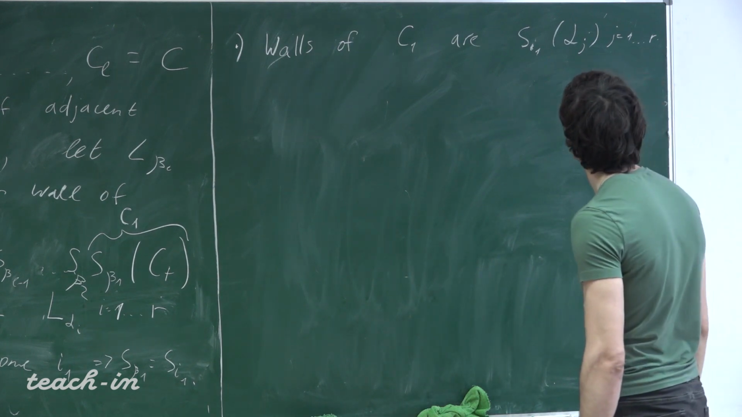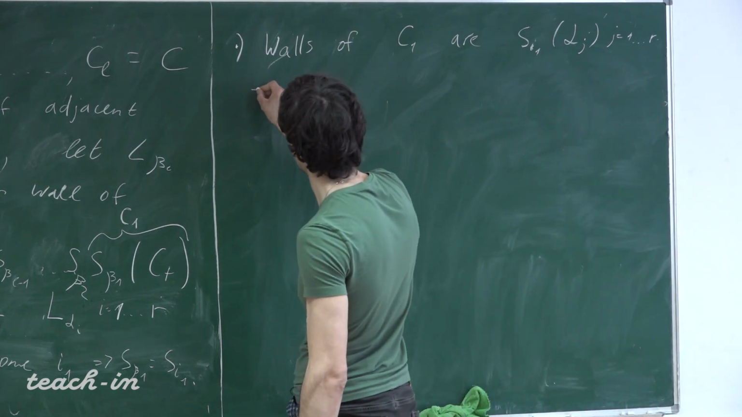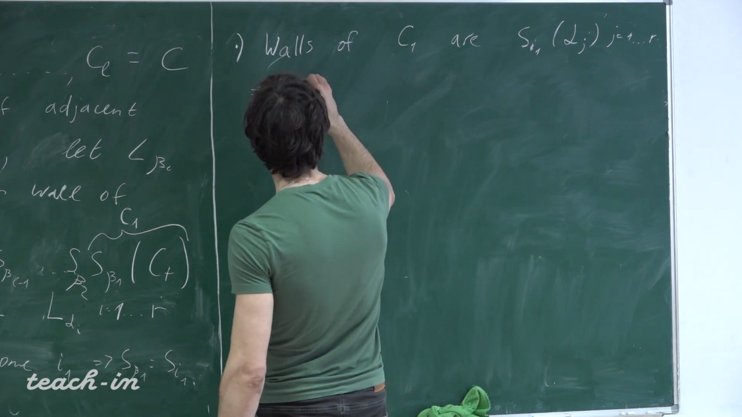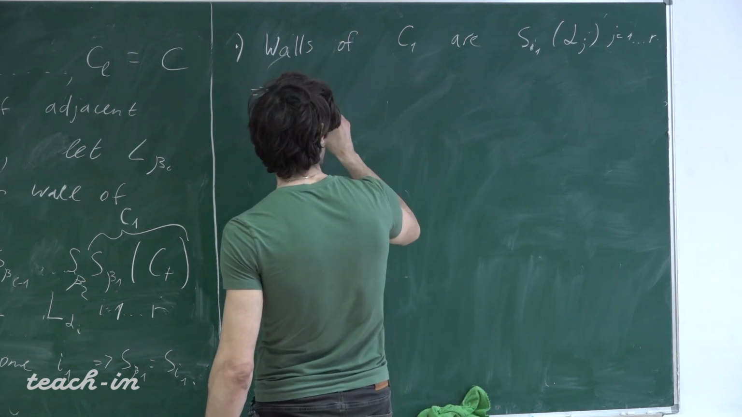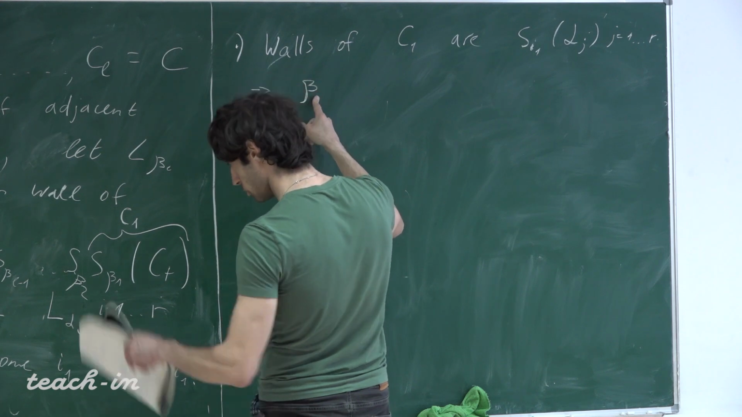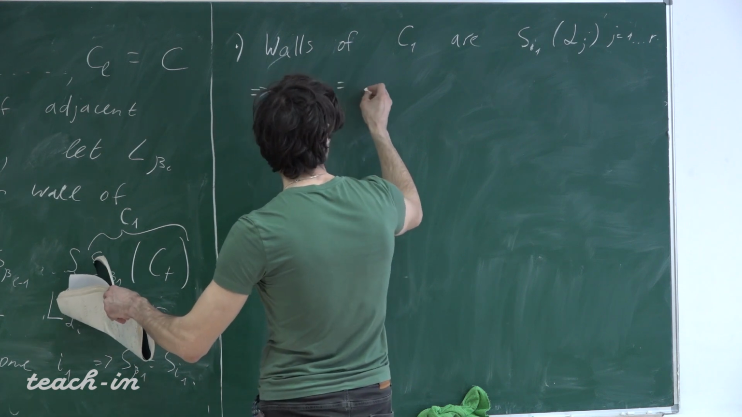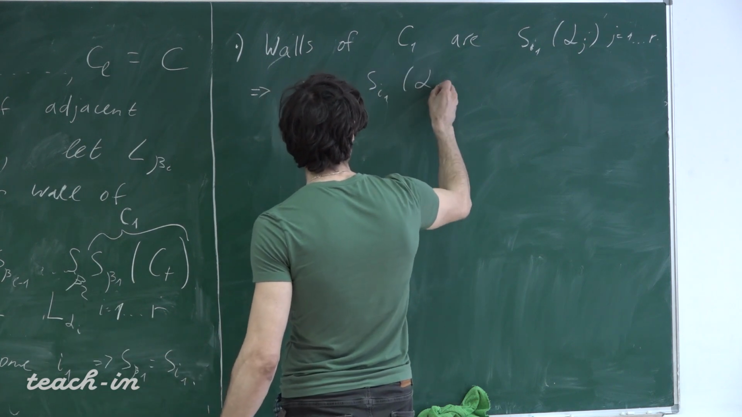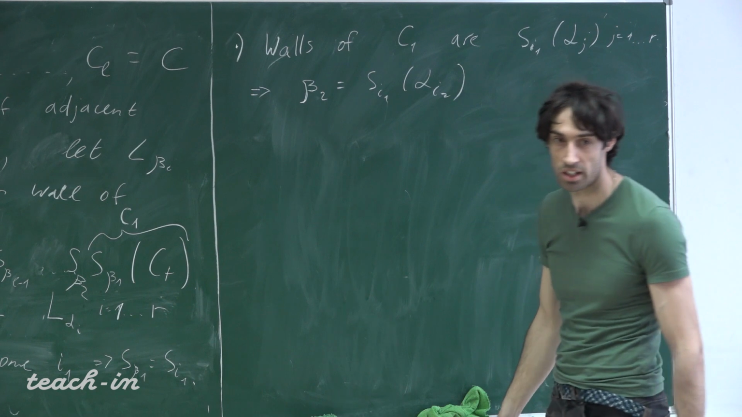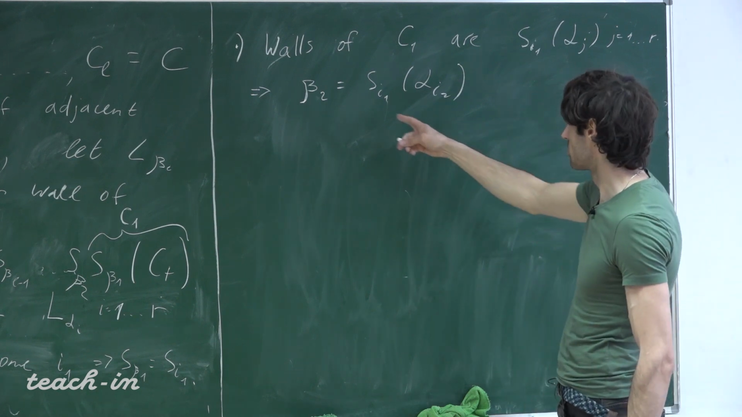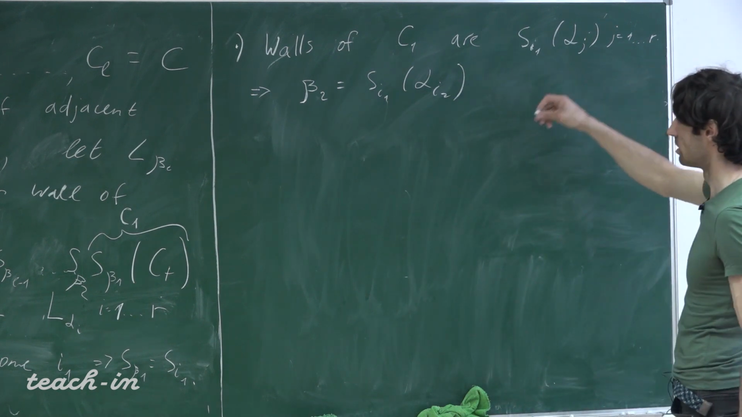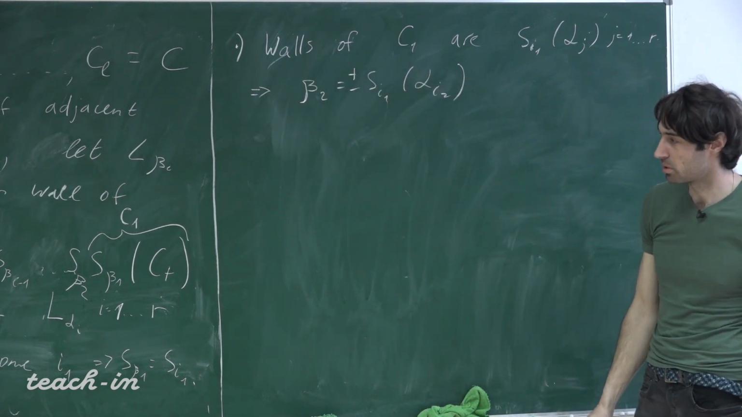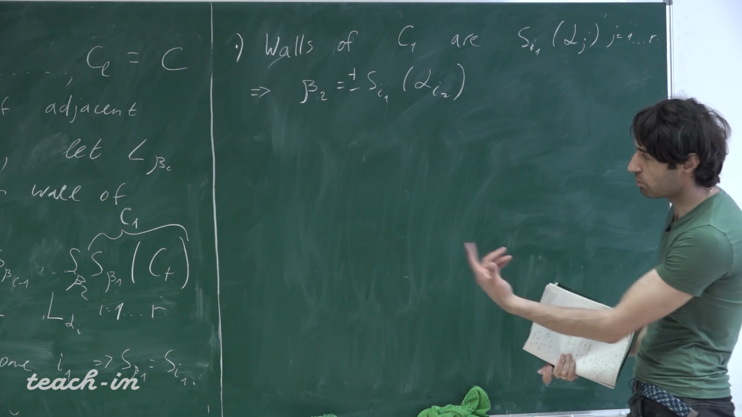But so it means that beta 2 should be of Si1 of alpha I2, right? Beta 2 should be 1, or again, plus or minus, of course. So beta 2 should give me a wall of C1.